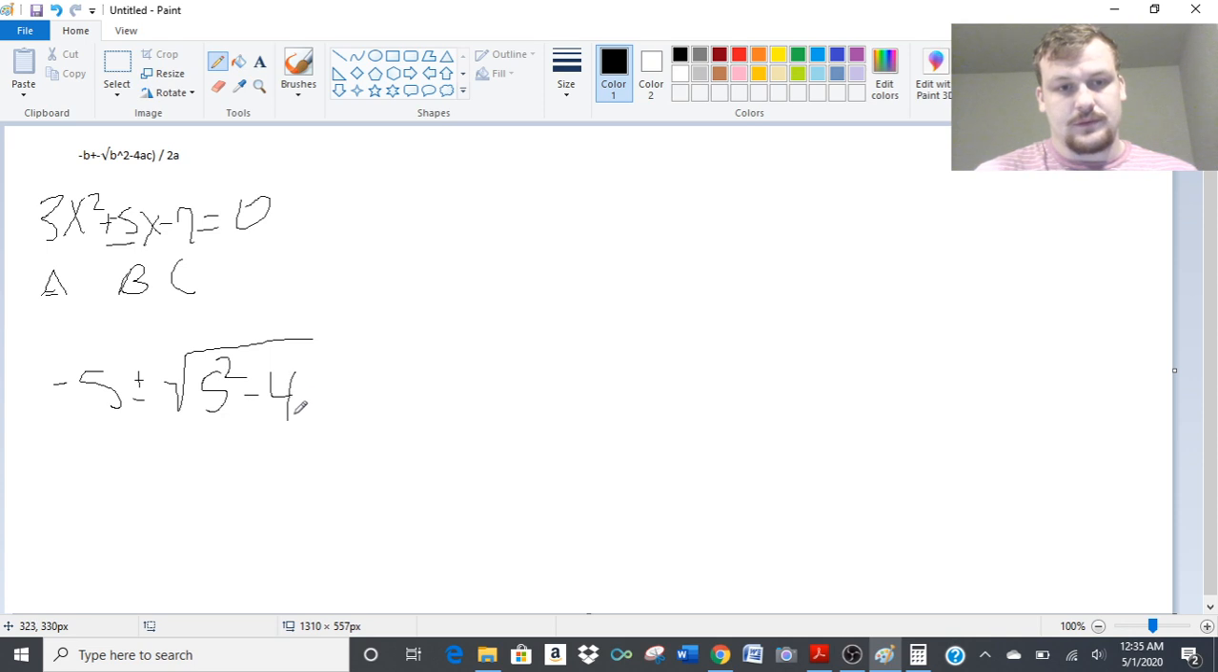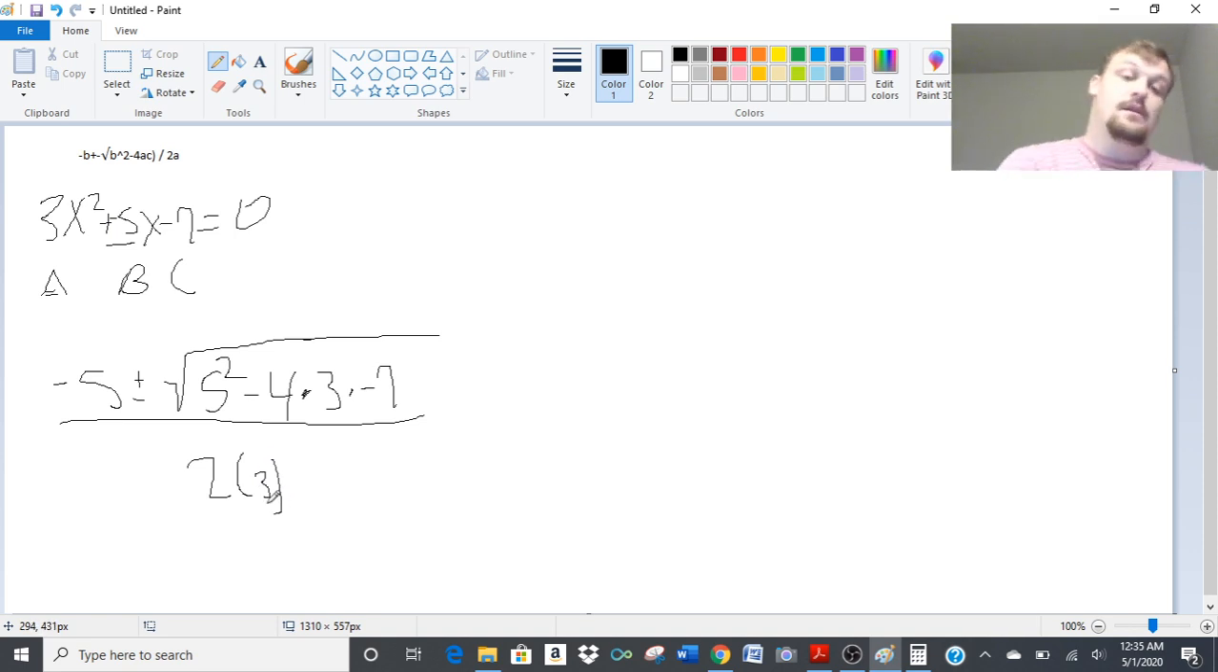-4, 4 is just 4, AC, this is my little multiplication sign. A is 3 times C, which is -7. Let me extend my radical, or square root, over 2A. 2 is just 2, and A is 3. Alright. And I know I put parentheses on the bottom and dots on the top, but it means the same thing.